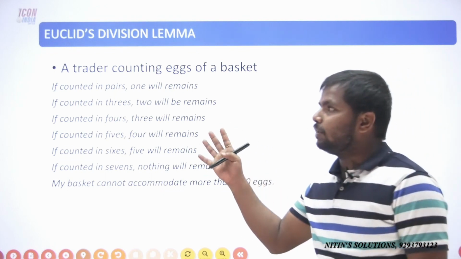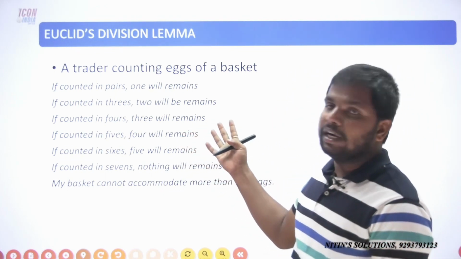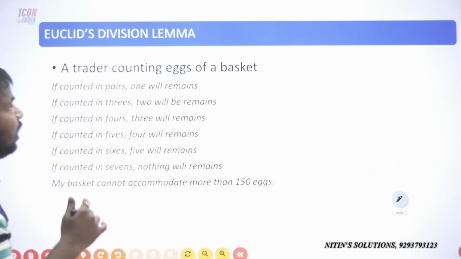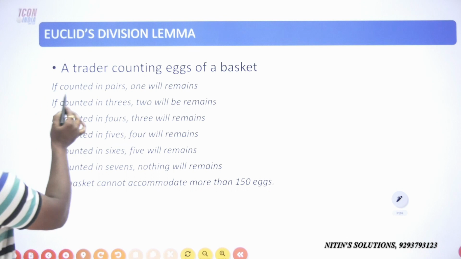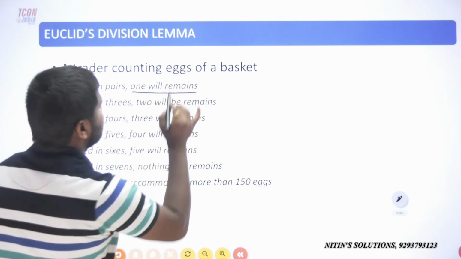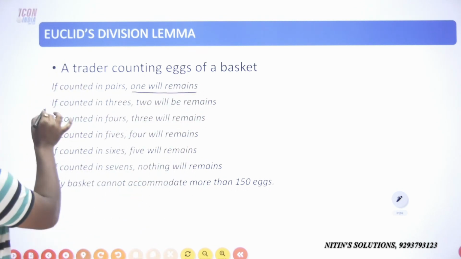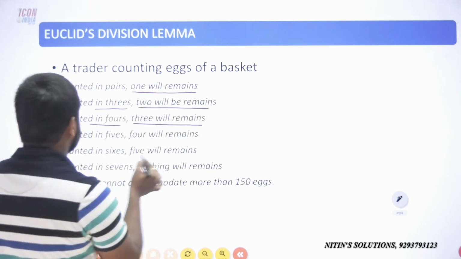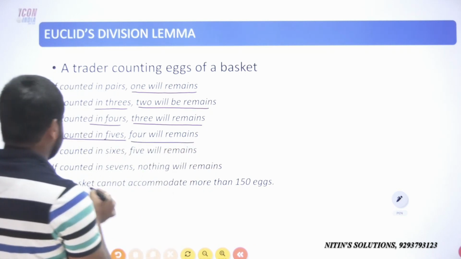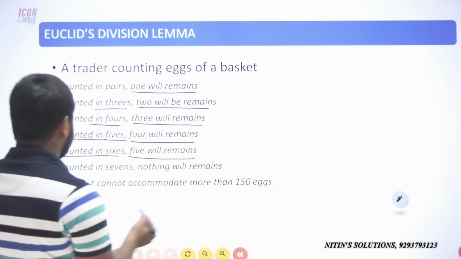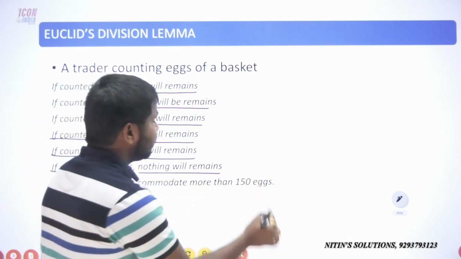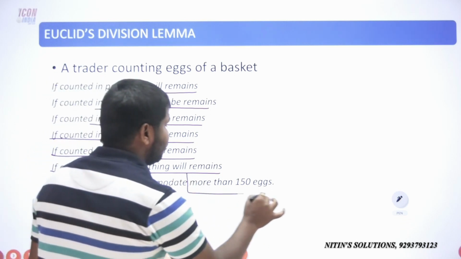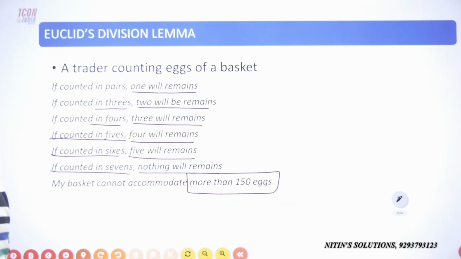So actually, this is a puzzle which we have in our NCERT textbook. A trader is counting the number of X in a basket. If counting in pairs, one will remain. If counting in threes, 2 will remain. If counting in fours, 3 will remain. If counting in fives, 4 will remain. If counting in 6s, 5 will remain. If counting in 7s, nothing will remain. And my basket cannot accommodate more than 50.